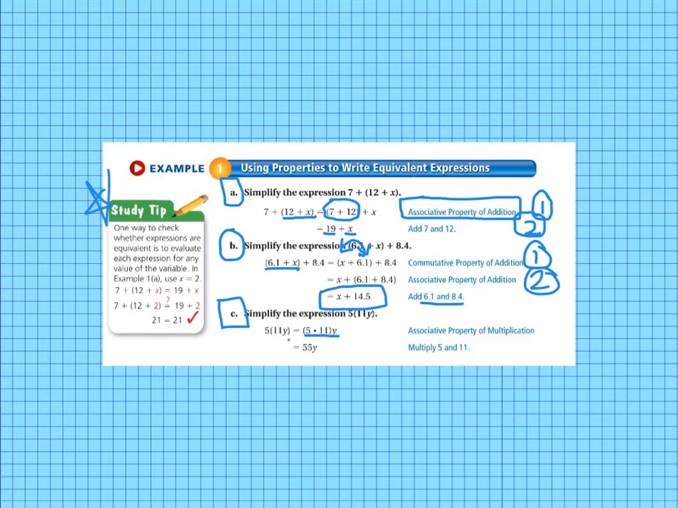So we have 5 times 11 grouped together, and we can easily see that 5 times 11 is 55, and then the y just stays off there at the end. It's still multiplied, and then we have a simplified expression of 55 times y.